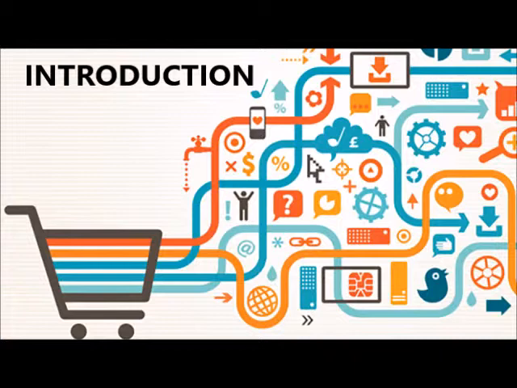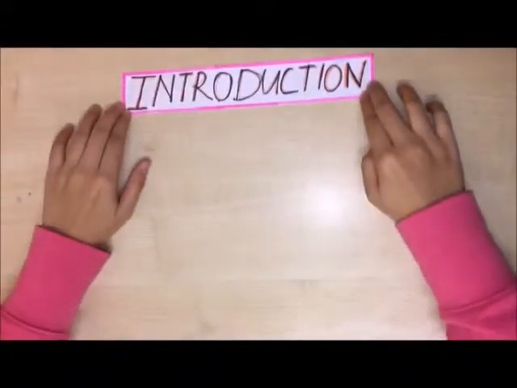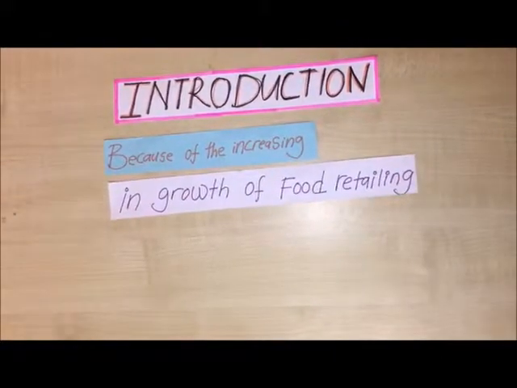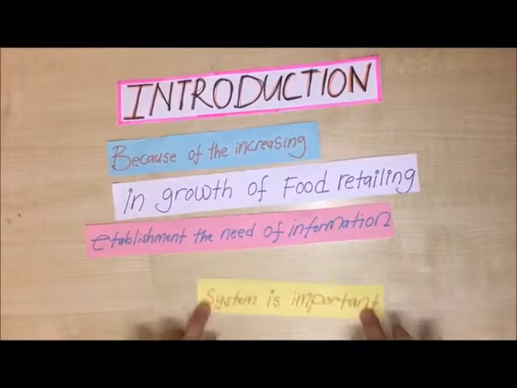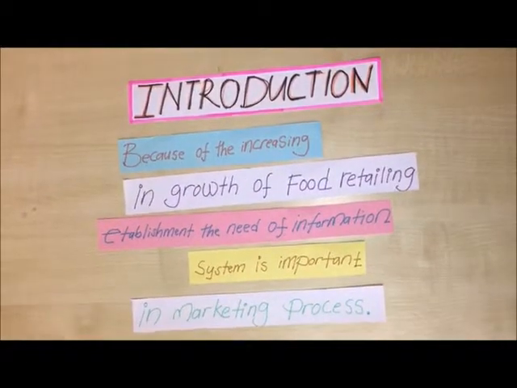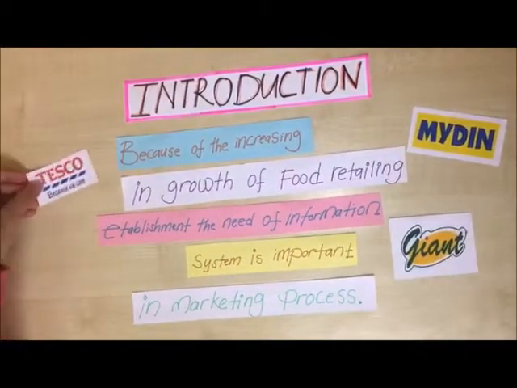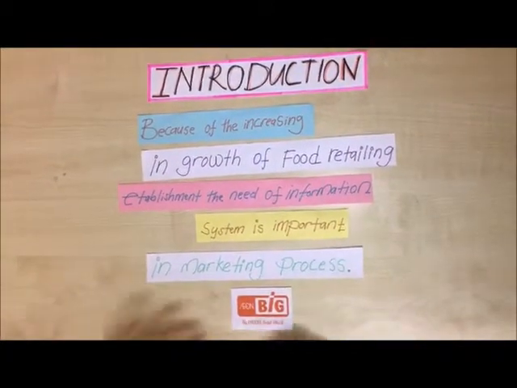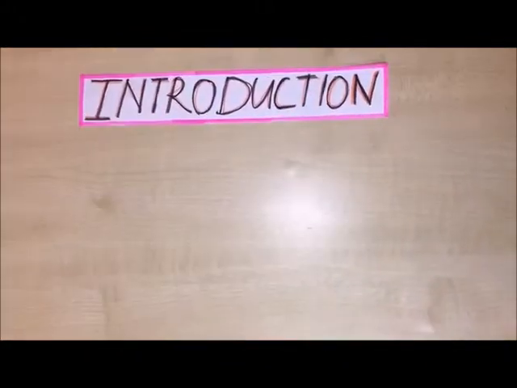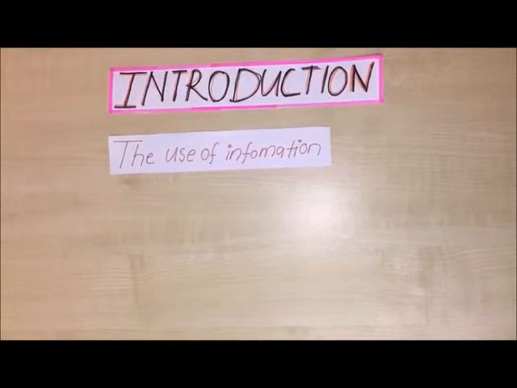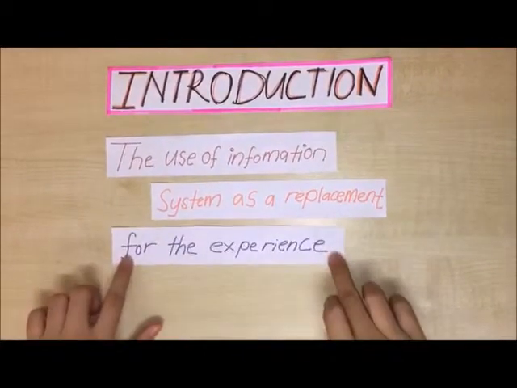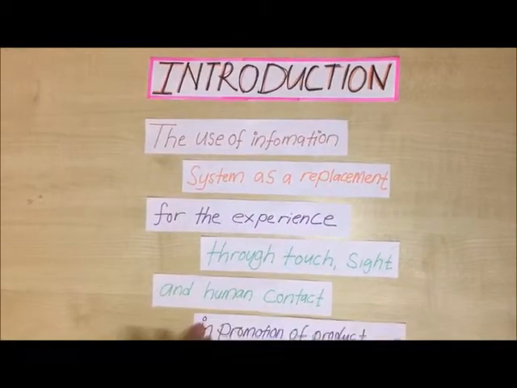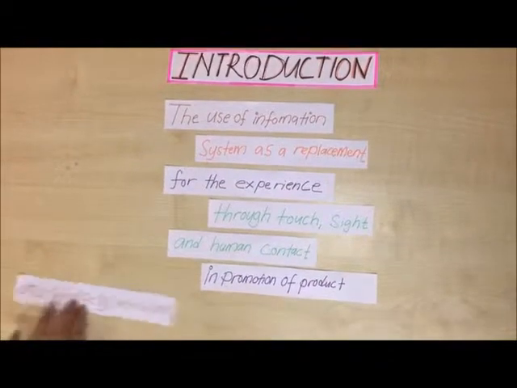We start with the introduction. Because of the increasing growth of food retailing establishments, the need for information systems is important in the marketing process. For example, Mydin, Giant, Tesco, Aeon, and also Aeon Big. The use of information systems is a replacement for the experience through touch, sight, and human contact in the promotion of products and services by merchants.